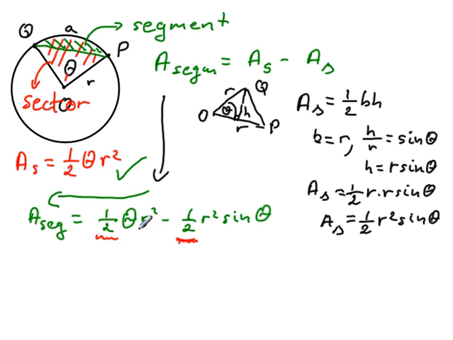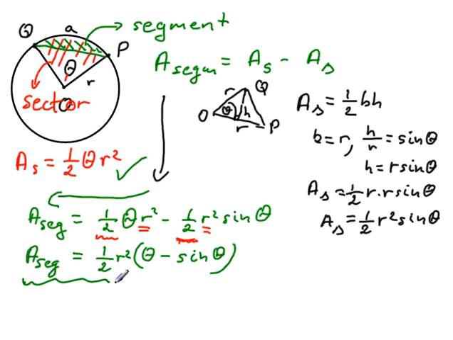Also, we have the term r squared. So the common factor 1/2 r squared can be factored out in front of brackets. So 1/2 r squared. So what goes inside? Theta minus sine theta. So this completes the area of the segment. So we have the area of the segment, we have the area of the sector. So now we can put things into practice.